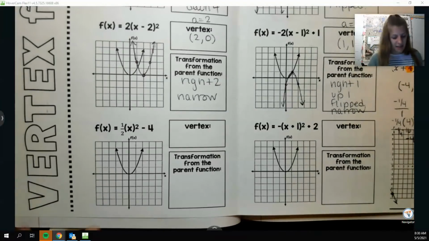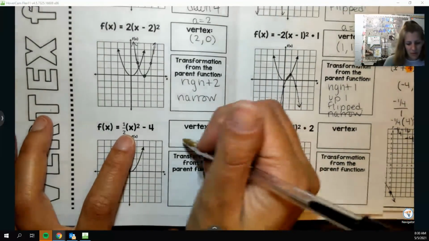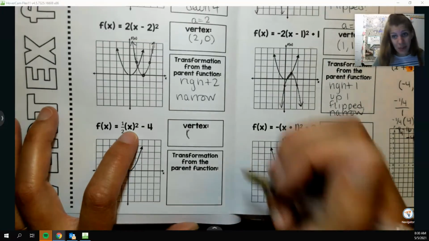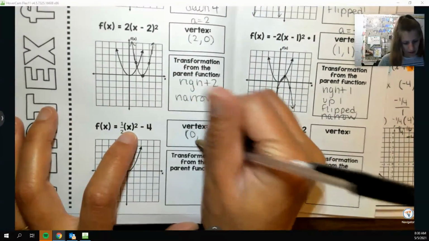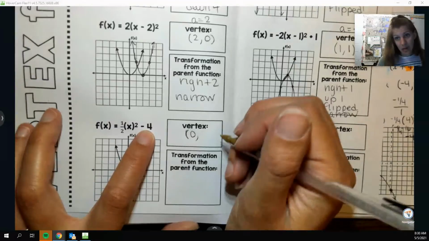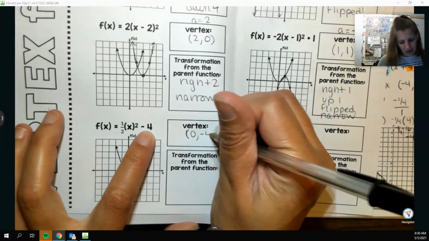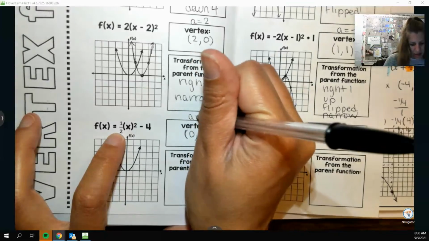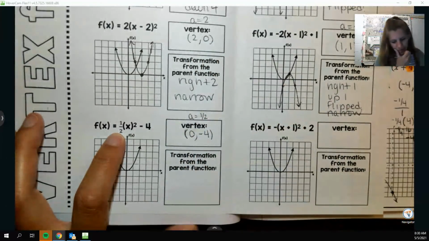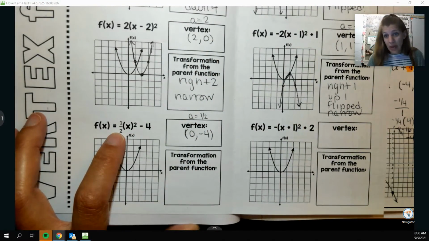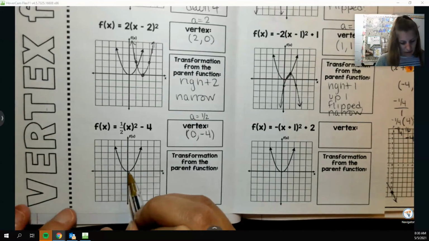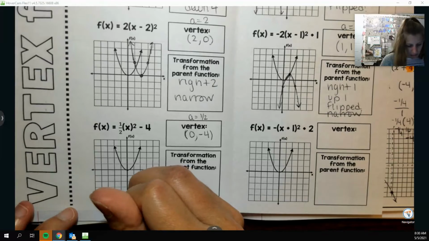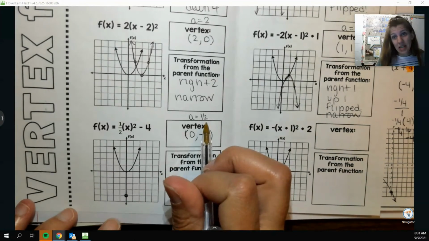Alrighty, looking at these last ones here, if we take a look at this one first, the vertex, I'm looking inside parentheses and there's no number in there, so 0. Looking outside parentheses and I take exactly what I see, so -4. And then that front number is my slope, so half. So when I go to plot this guy, we're going to go to our vertex at 0, -4. Then we're going to do that slope of half.